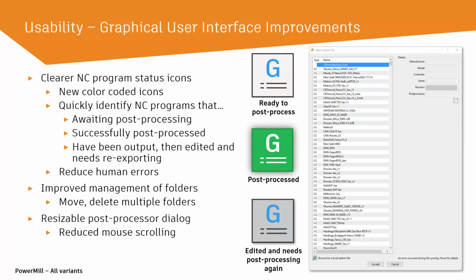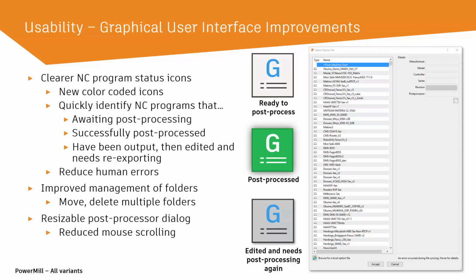The second area where the GUI has been improved is in the browser, or the Explorer. And in the Explorer, you're now able to select, move, delete multiple folders, whereas previously you would only be able to select and delete folders one at a time. Again, a small improvement to the usability of Powermill, but will have an impact on the joy that our users get when they're experiencing the Powermill product.